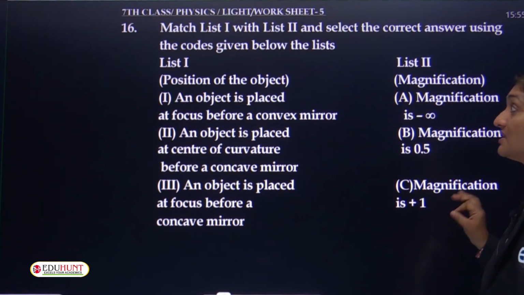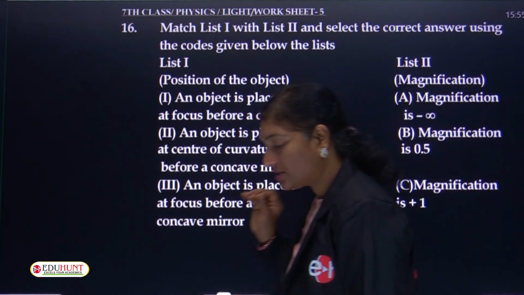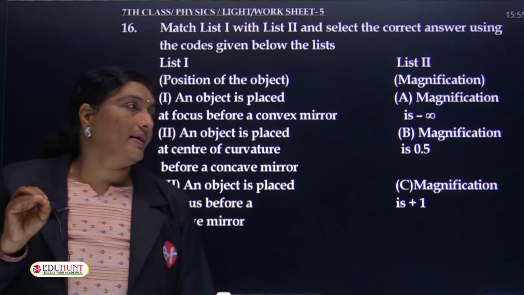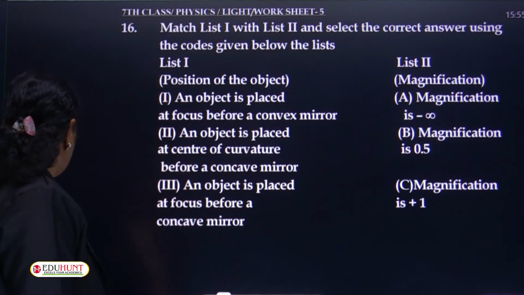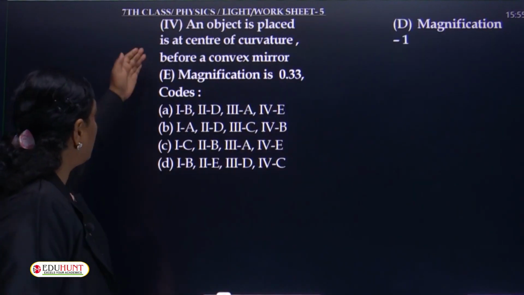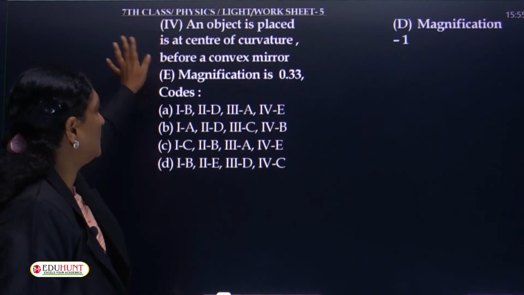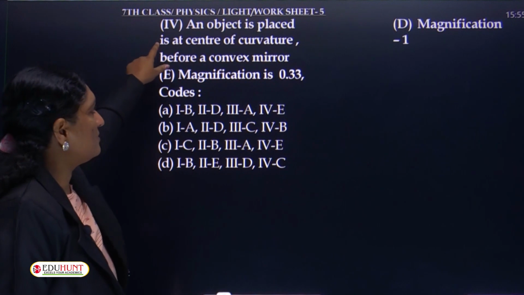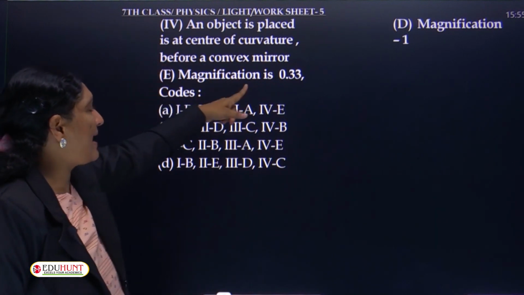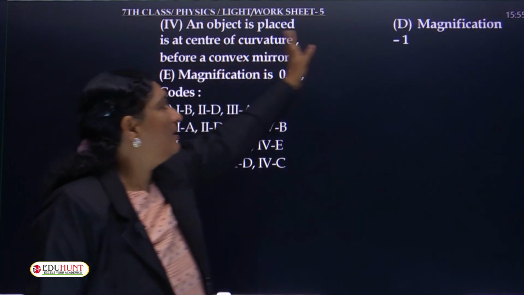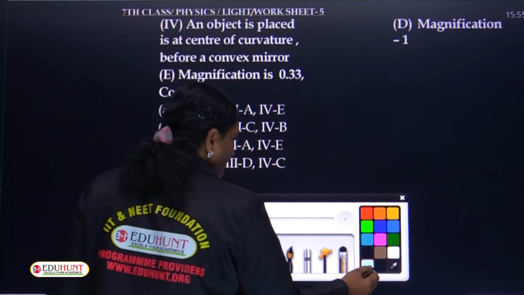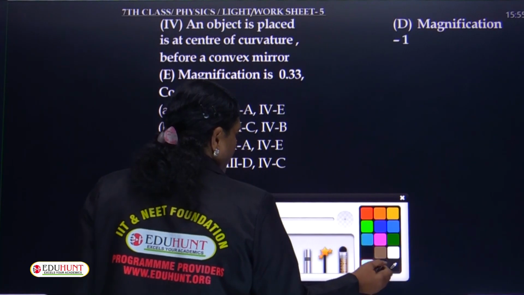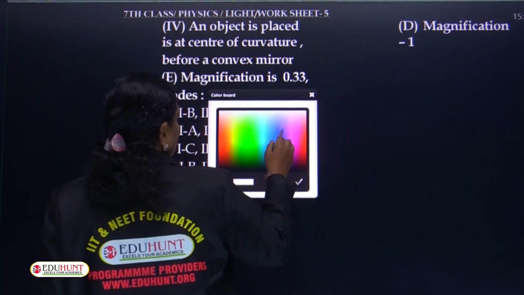So now moving to the 16th question, children: match the following. Some corrections are there, children. If you observe this 1, 2, 3, the third question, the fourth question is also given here. Option E, magnification is 0.33, must come towards the right side. So a lot of corrections are there. First of all, let me correct it and then we'll check it out.